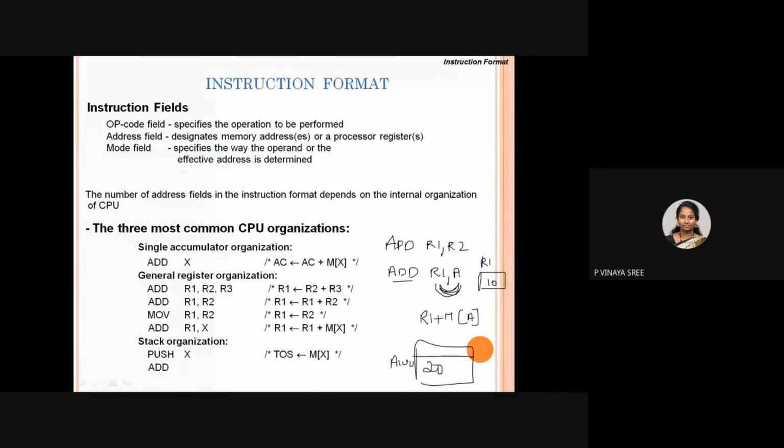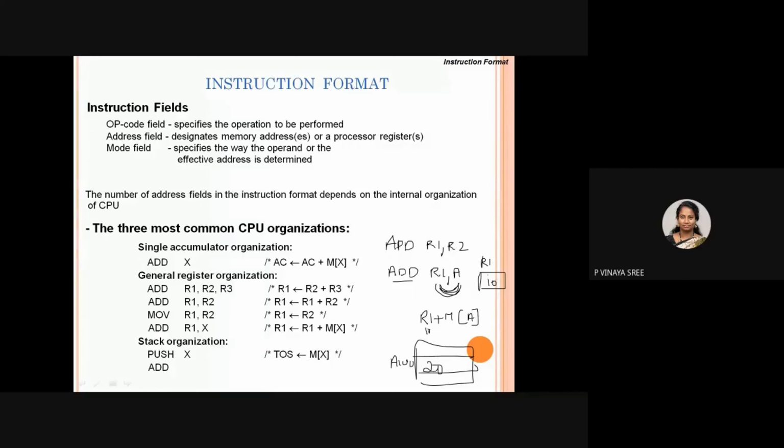So in R1 we have 10, and in M of A we have 20. Registers will not be specified with an address. Everyone knows that, right? Registers will not be huge like terabytes or gigabytes. It will only be based on our system's configuration. We'll have only a few, so we won't mention an address; we'll name them R1. So it goes to that particular register R1 and gets the data 10.